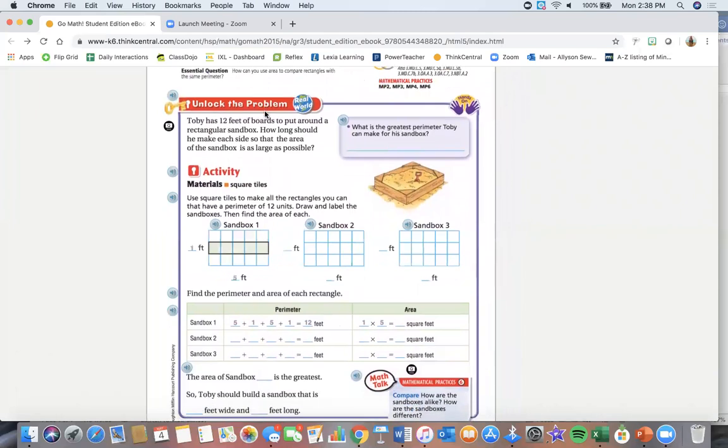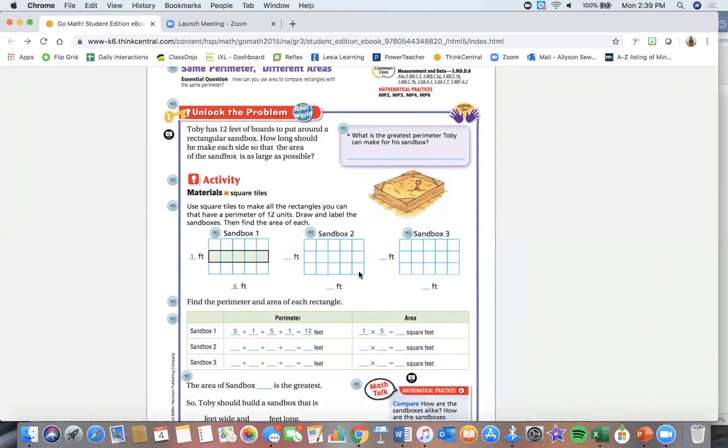So this word problem says, Toby has 12 feet of boards to put around a rectangular sandbox. How long should he make each side so that the area of the sandbox is as large as possible? Okay, so this is telling us we're going to find different ways where the perimeter can be 12 feet, but it might have a different area, okay? So what is the greatest perimeter Toby can make for a sandbox?